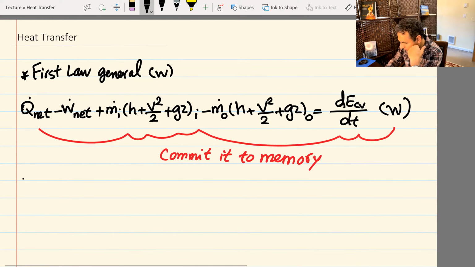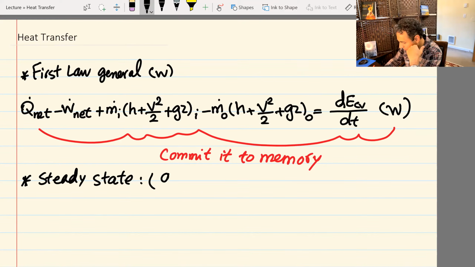Now, case 1, if you're dealing with steady state, the equation stays the same, right? But dE CV over dt, the right-hand side of the equation, becomes 0. Good.